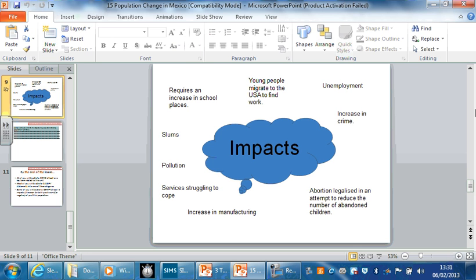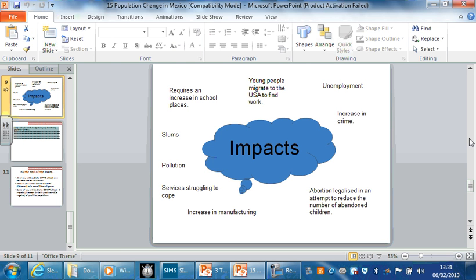Another knock-on effect from that unemployment could mean an increase in crime. If there's lots of people out of work, through desperation, people are going to go to extreme measures to try and find a way of getting money to be able to support themselves.